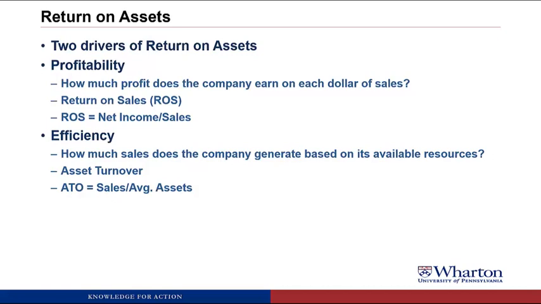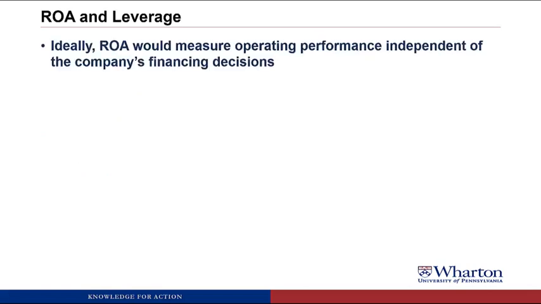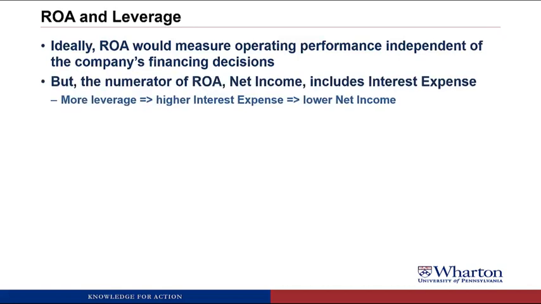Now I'm going to go through an example of how to do this in a little bit, but first I have to deal with that complication that came up in the question earlier. So ideally, return on assets would measure operating performance independent of the company's financing decisions. We want a measure of ROA that's not at all affected by financial leverage. The problem is the numerator of ROA, net income, includes interest expense. If you have more leverage, that means you have more debt, means higher interest expense, means lower net income, and so now your leverage is affecting your net income.